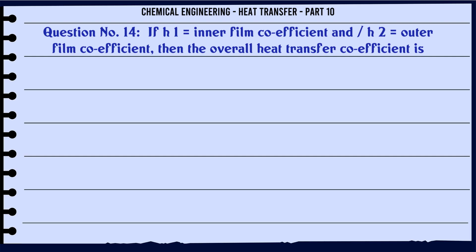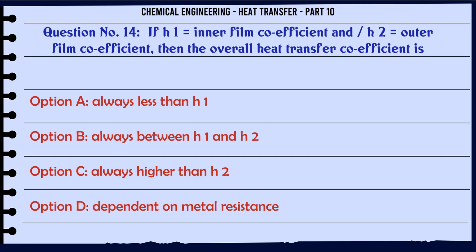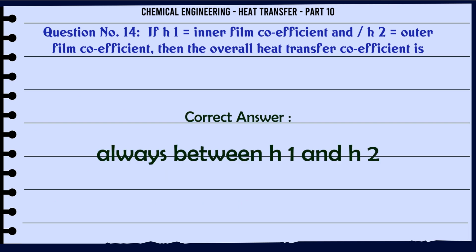If h1 is the inner film coefficient and h2 is the outer film coefficient, then the overall heat transfer coefficient is A. always less than h1, B. always between h1 and h2, C. always higher than h2, D. dependent on metal resistance. The correct answer is always between h1 and h2.